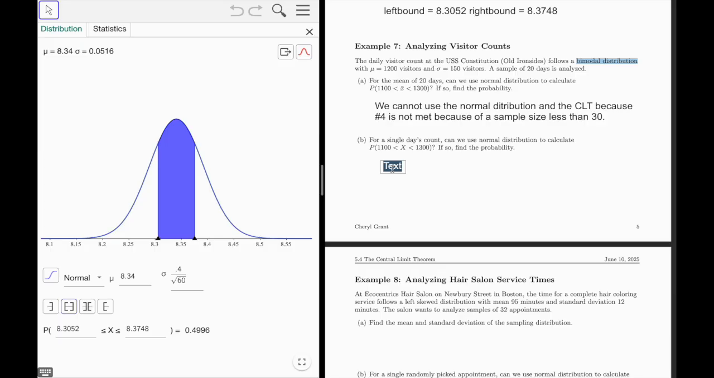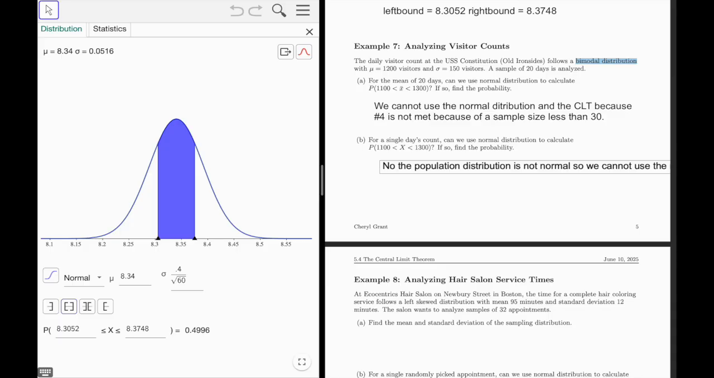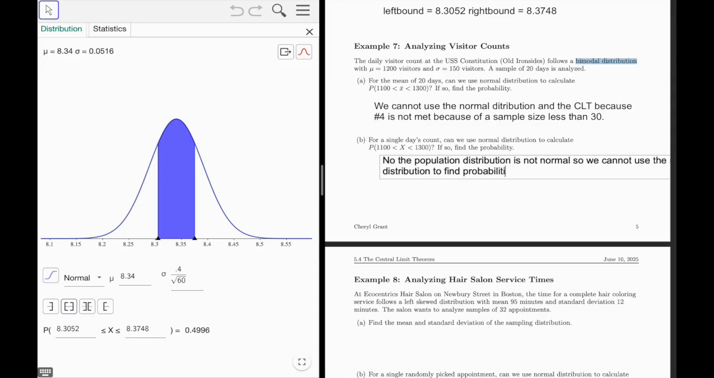So again, we would say no, the population is not normal, so we cannot use the normal distribution to find probability for single values.